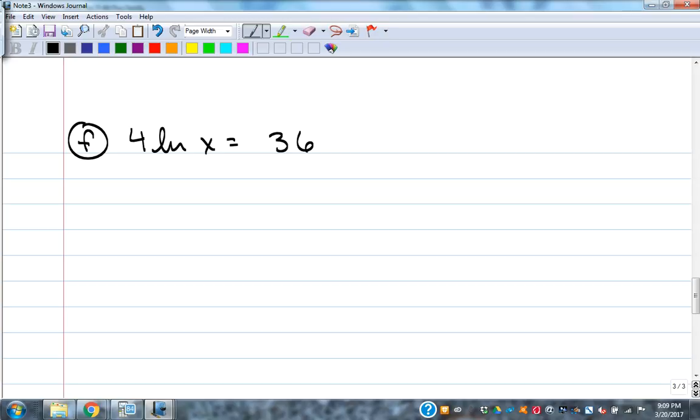Okay, and see what we can do with that. All right, so I want to try to get x by itself. So I want to move anything that's in the way of getting x by itself. So what's in the way of getting x by itself first? 4 and the natural log. How could I get rid of the 4? I could just divide, yeah. That'd give me natural log of x is equal to 9.